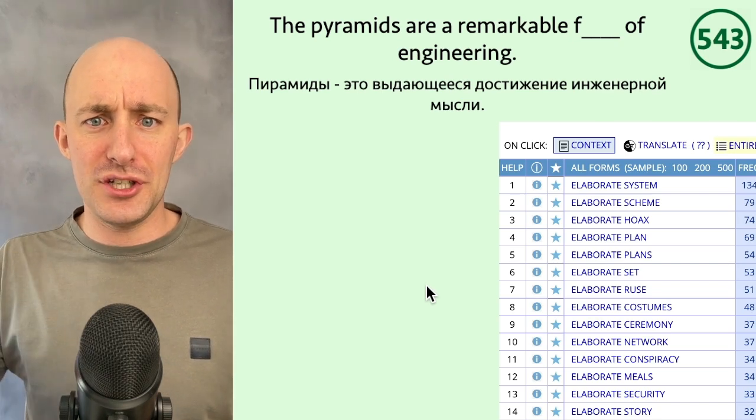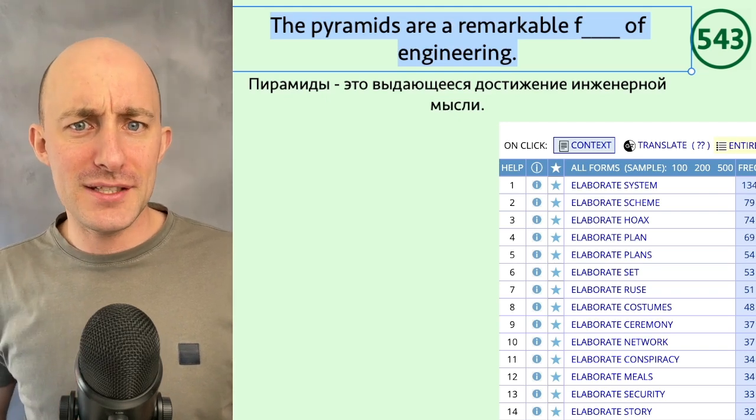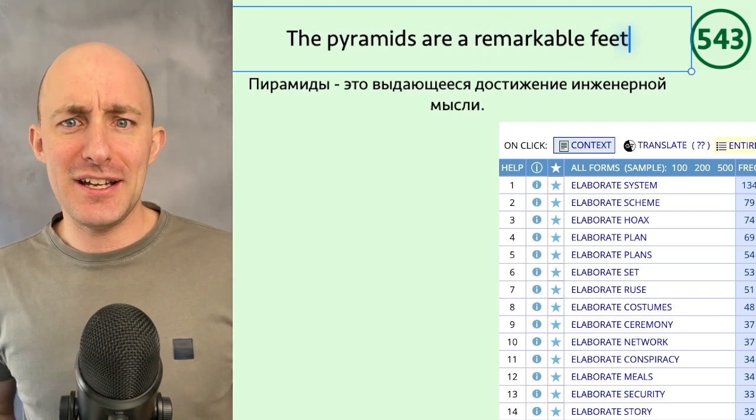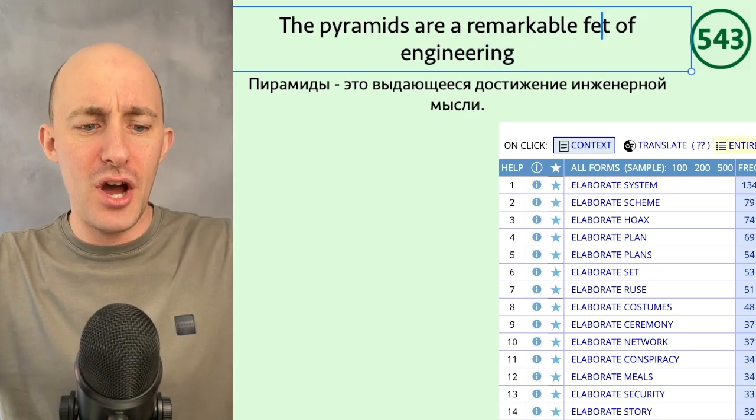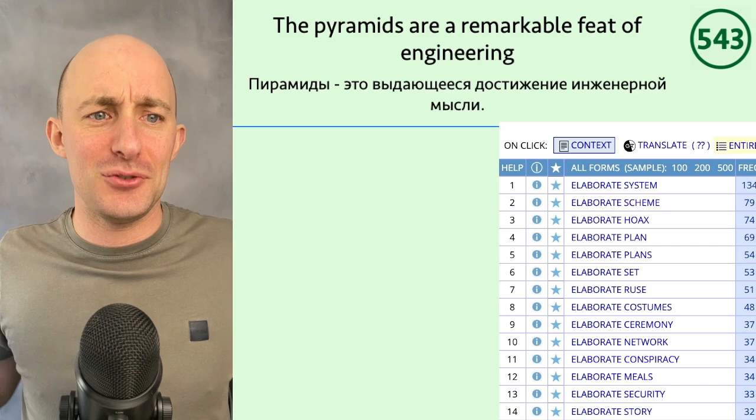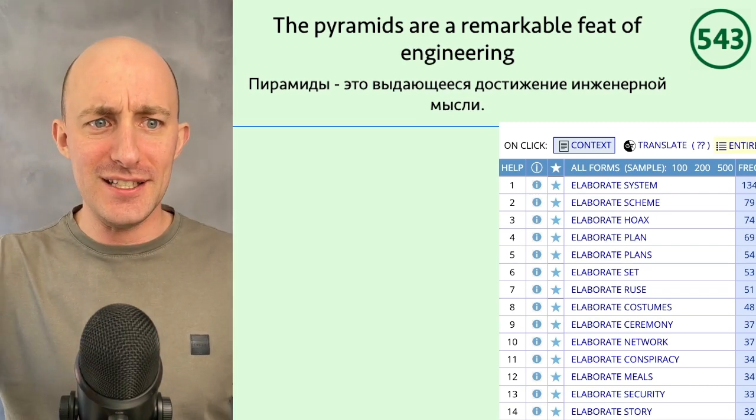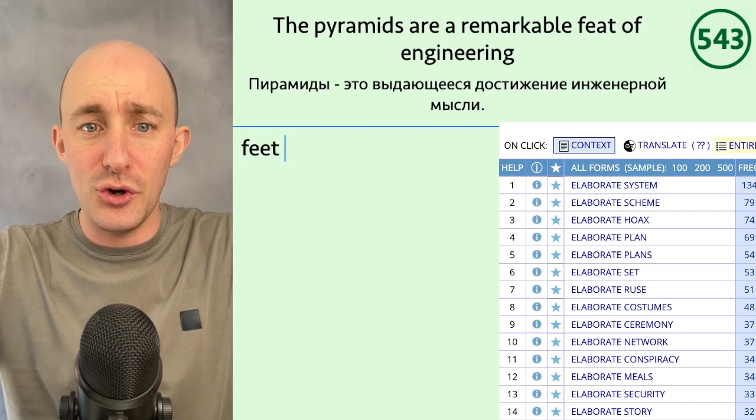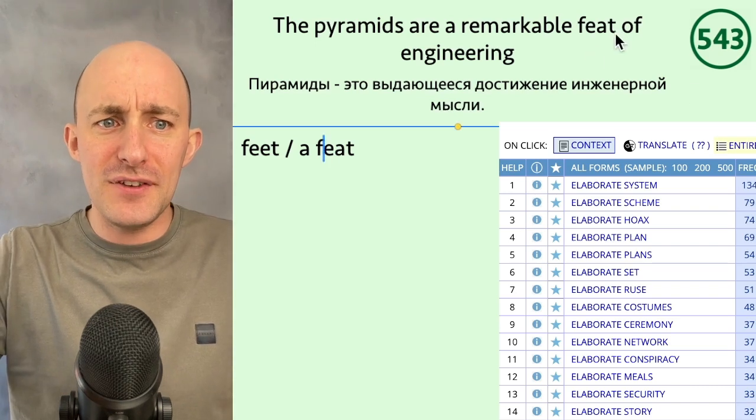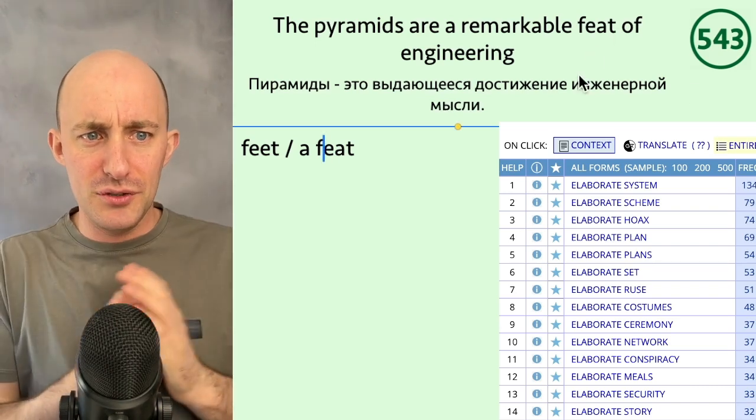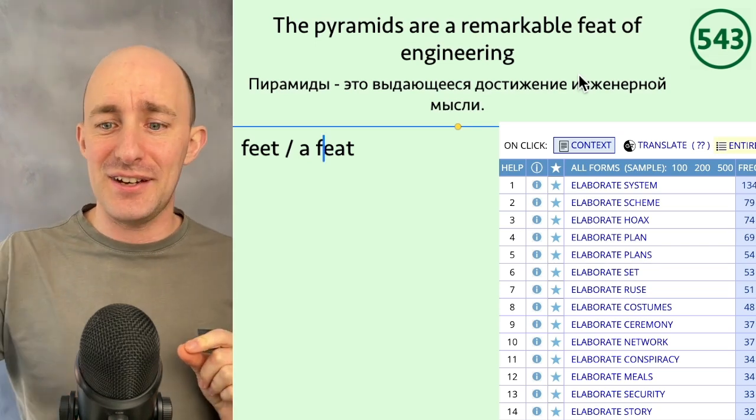The next one. The pyramids are a remarkable feat of engineering. No, come on, you know that this phrase feat of is not about feet, the body part. It's about achievement, a great feat. Yes, the pronunciation of feat, and a feat. Wait, I said a feat. It really, I'm not impressed. Come on, improve your algorithm, Apple. A remarkable feat of engineering.